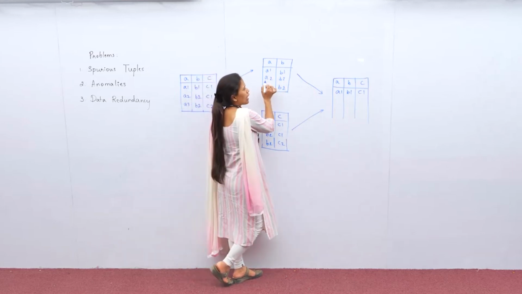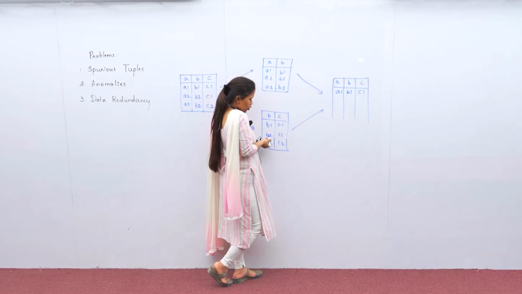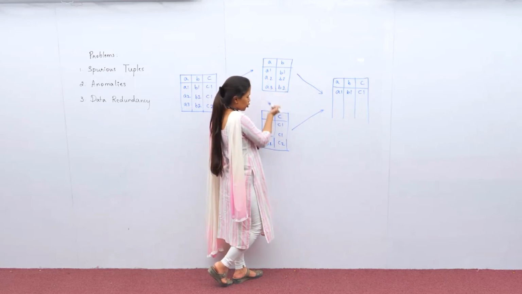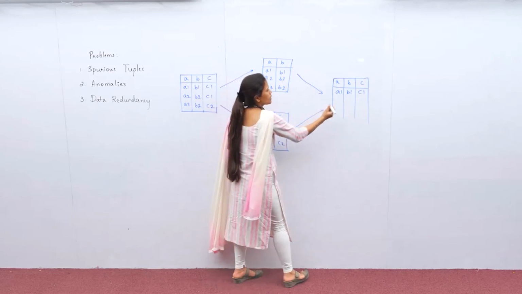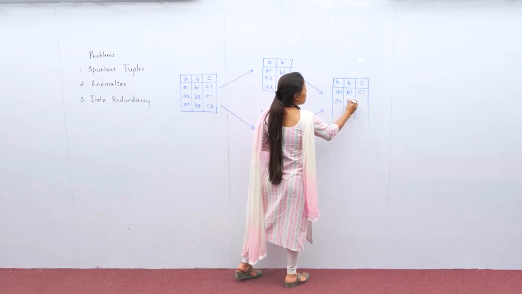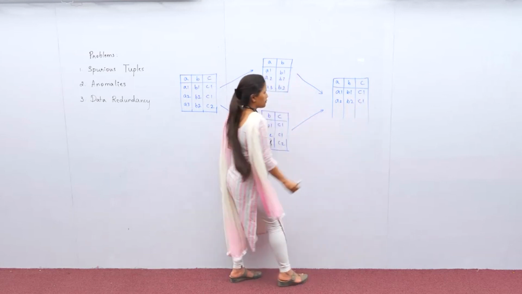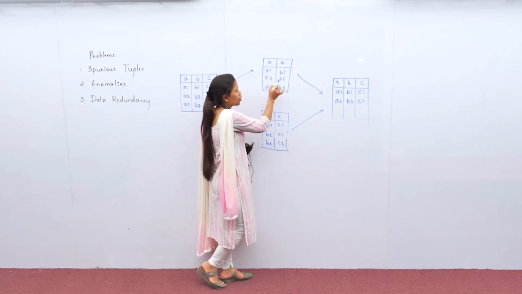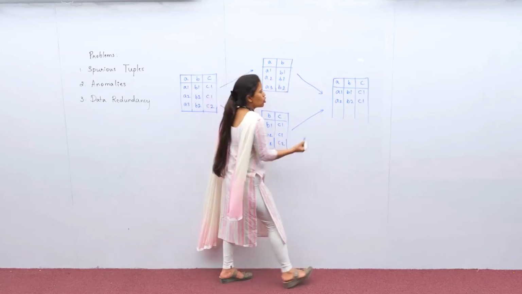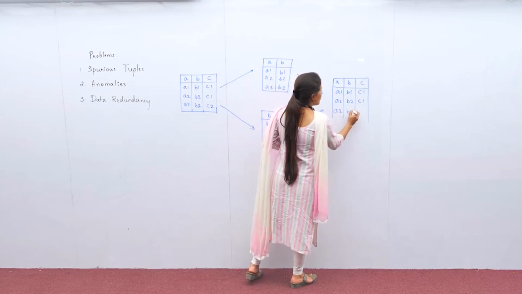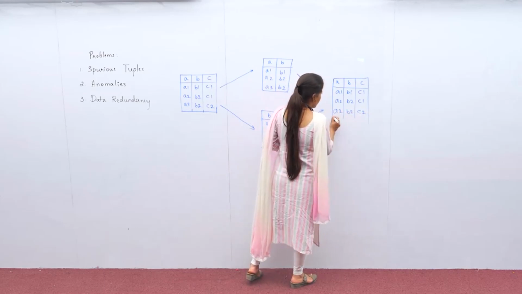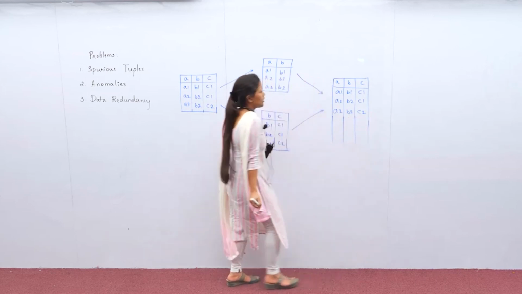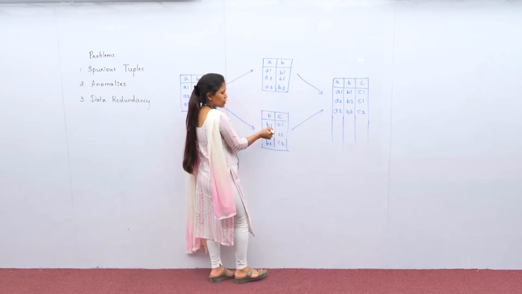So next row, A2, B2. So for B2, do we have match? This is B1, this is B2. Yes, there is a match. So it is A2, B2, B2, C1. So which means A2, B2, C1. Again, if you observe for B2, there is one more match. So it is A2, B2, B2, C2. So it is A2, B2, C2. Next, for this row, it is all the matches we have checked.